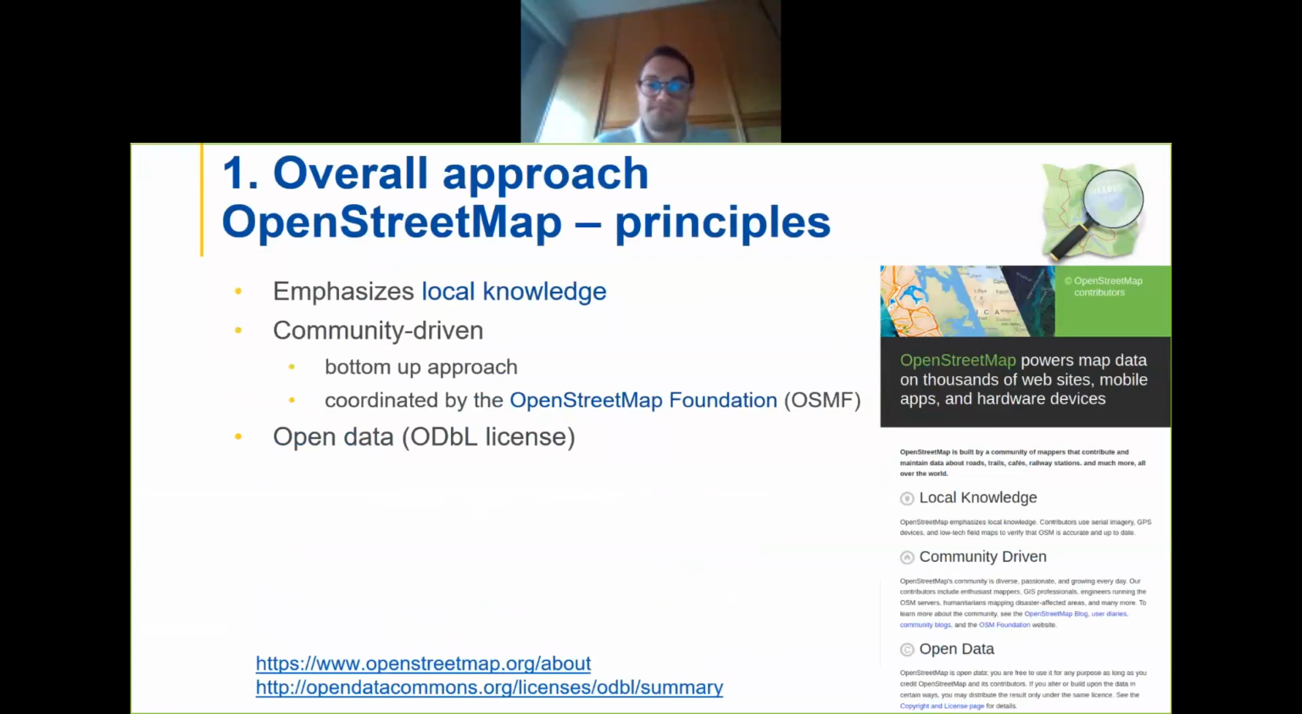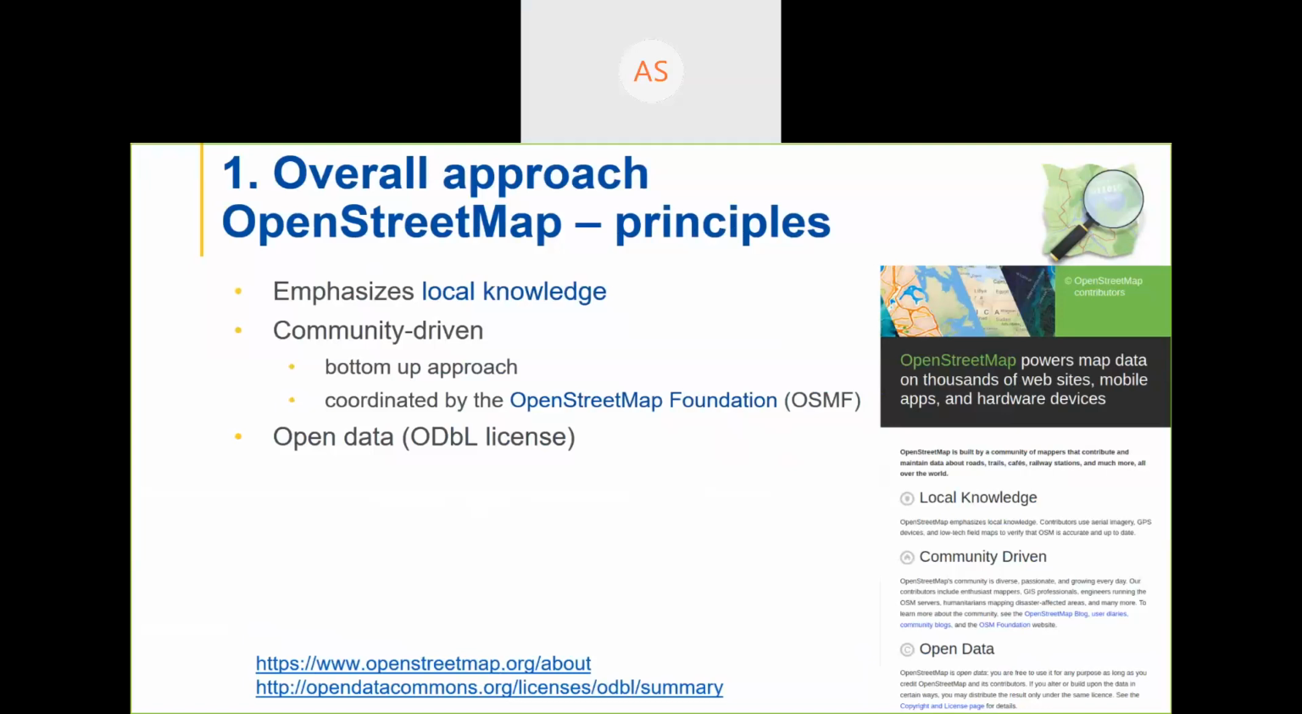Okay, so let's start with the overall approach by OpenStreetMap. These are the principles. It's mainly about starting with local knowledge of your territory. It really has a focus on the local knowledge of the community or the mappers. Of course, you can also use information from satellite images and other means to add information, but it really has a collaborative point of view, with a focus on the territory where the mappers or the volunteers are living.